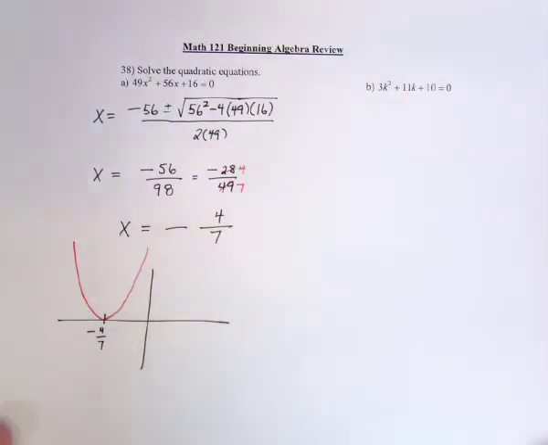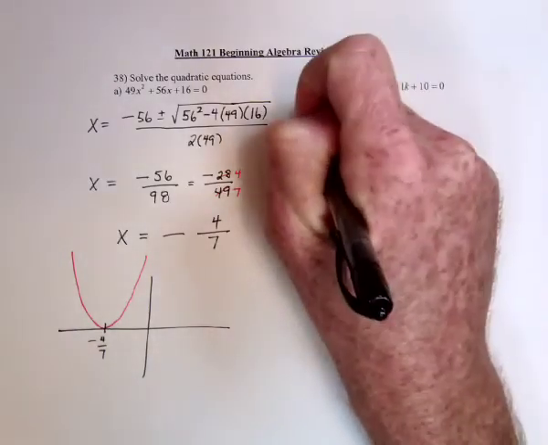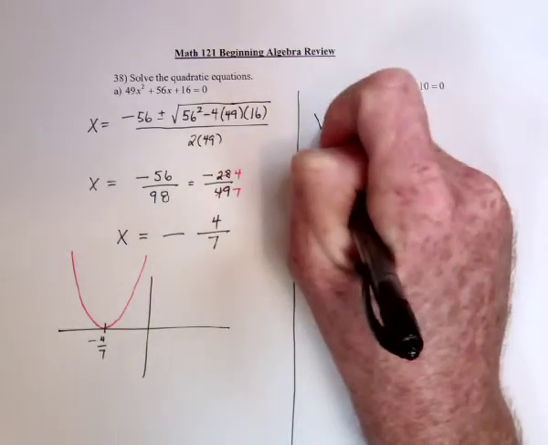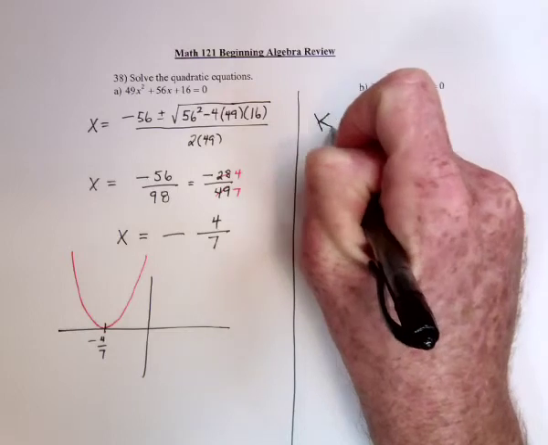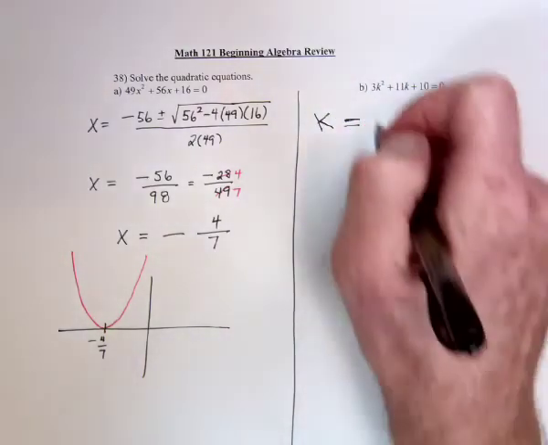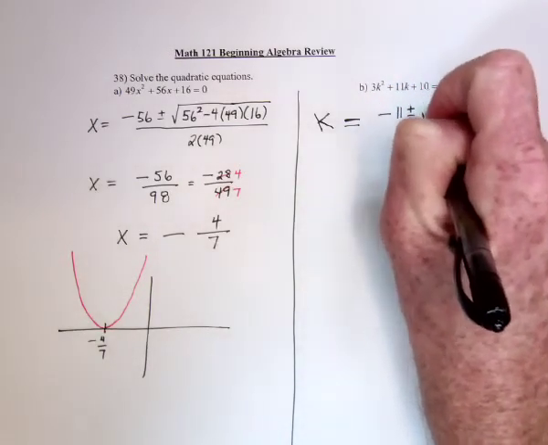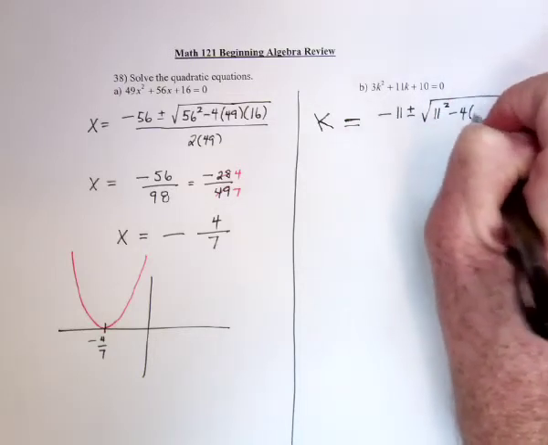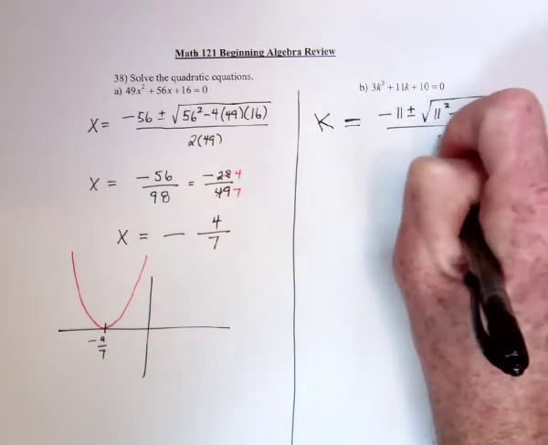So, one more practice with the quadratic formula. Oh, it's not x, it's k. Hold on, let me make a k. There you go. K is equal to negative b plus or minus the square root of b squared minus 4 times a times c, divided by 2 times a.